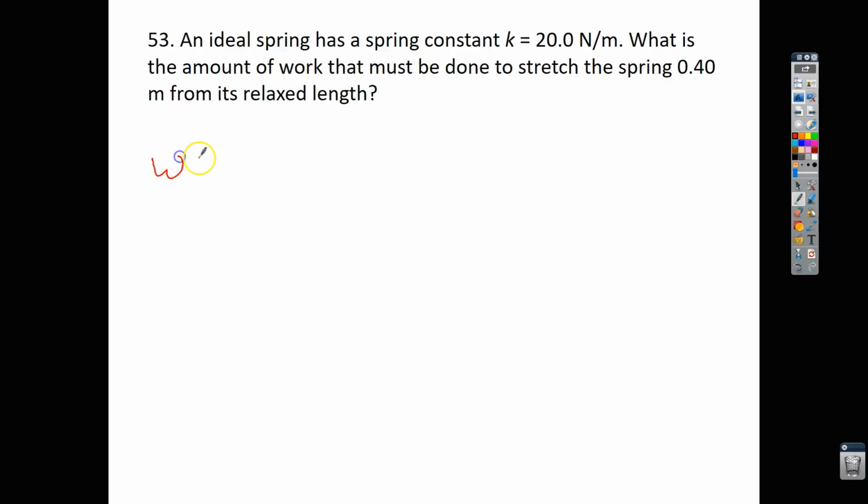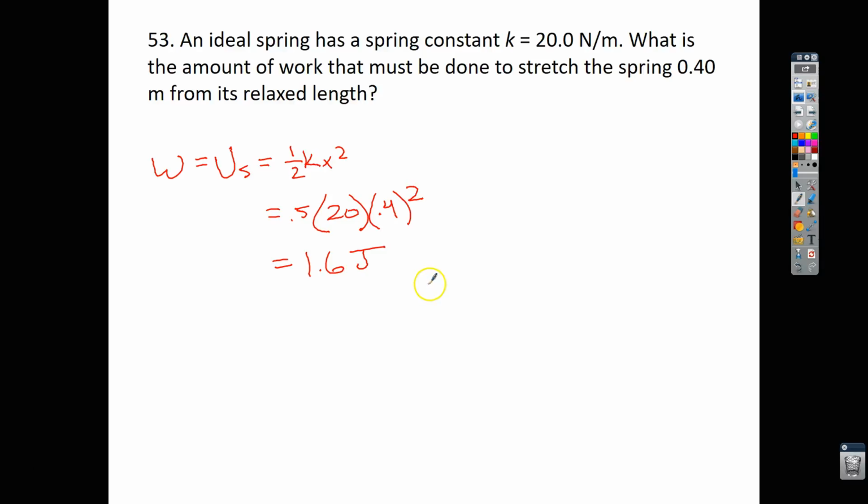To do this, we're just going to use our equation for the work done by a spring, which is also equal to the potential energy of a spring, which is equal to 1/2 k x squared. This would be 0.5 times our 20 newtons per meter, and then we multiply that times 0.4 meters squared. So that would be equal to 1.6 joules. And that is all that you need to do for number 53.